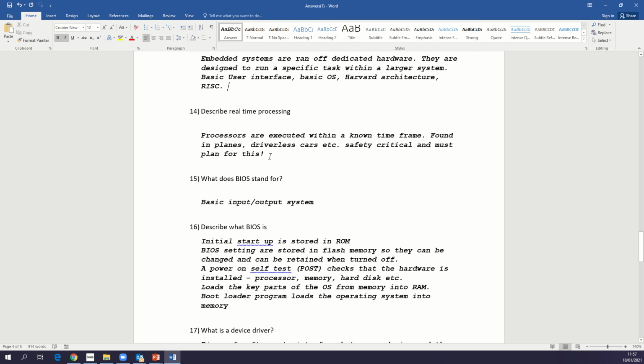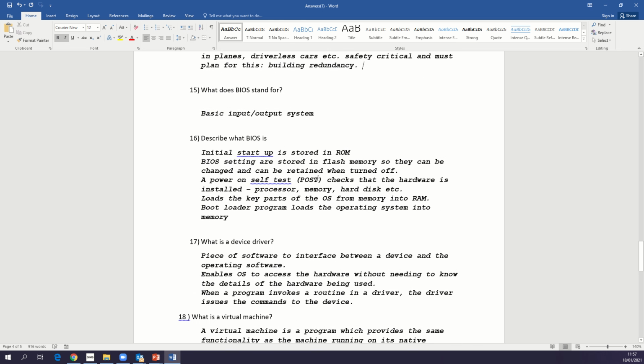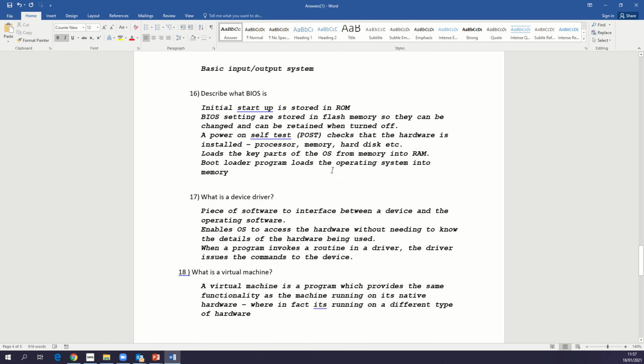We can plan for this by building in some redundancy. By building redundancy, we're never going to use up all the resources, and this allows our system to respond to what is going on. We need almost instant responses. Question 15, what does BIOS stand for? It was Basic Input Output System.